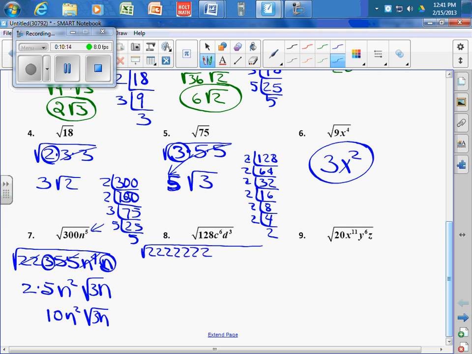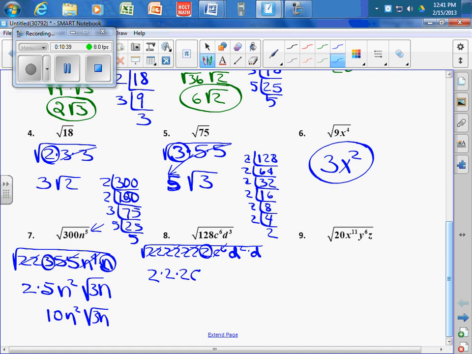Now, c to the sixth, I can find the square root of that easily. D to the third, I can't. I'm going to break that down into d squared times d. And now I'm going to go through and find my square roots by pulling out the same factors. Here I have a 2. Here I have another 2 that's in common, and another 2 yet. This 2 doesn't have a partner, so I'm going to circle it. I'm going to come back to that later.